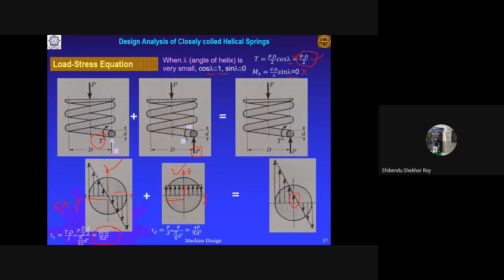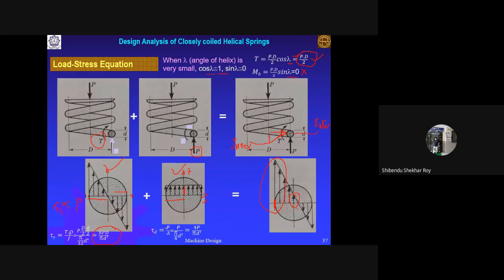For this particular spring, if you cut it, you can easily call this the inner surface because it is closer to your coil axis. It is the inner surface of the coil of the wire, and this is the outer surface. Now from here it is clear that the inner surface is always subjected to maximum stress. Remember this one: the innermost fiber in this particular coil is subjected to maximum stress. So how do you find that maximum stress?